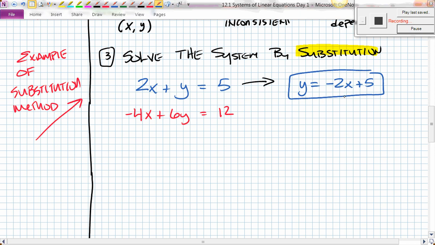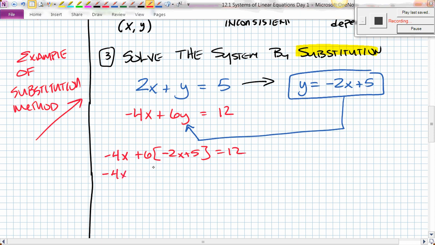So now I can take this information and substitute it in for the only other y in the other equation. You guys have seen this before, right? Okay, good. So negative 4x plus 6 times negative 2x plus 5 equals 12. That's why we're not spending a whole lot of time on it. Now we're back in Algebra 1 land. Easy to do, right? So let's do this together.